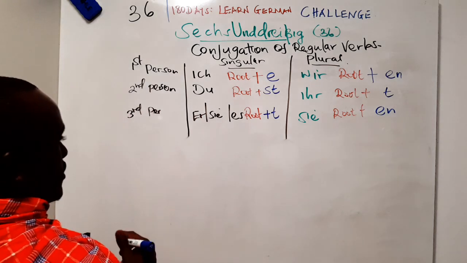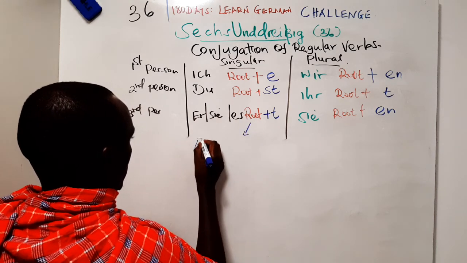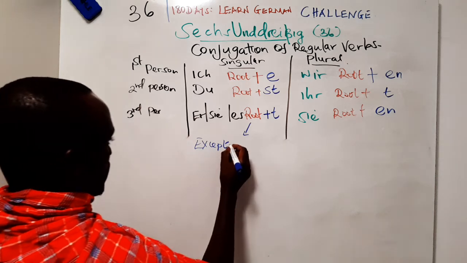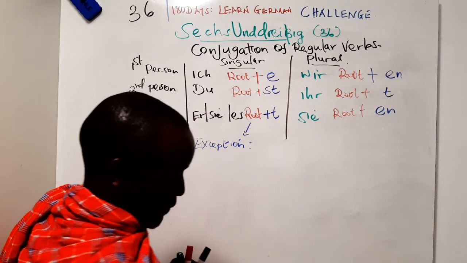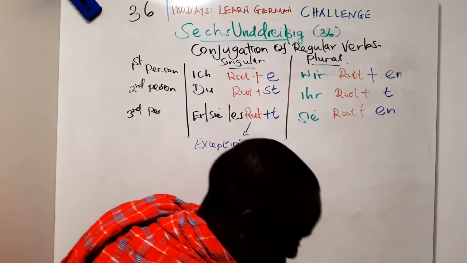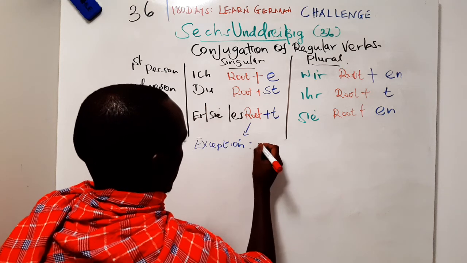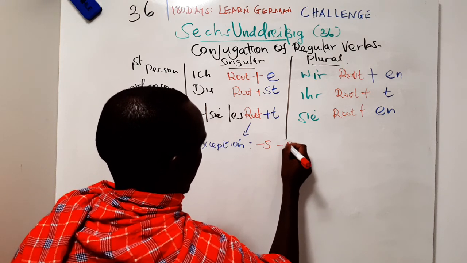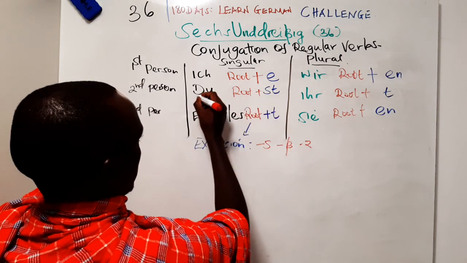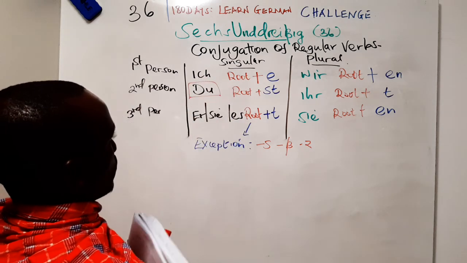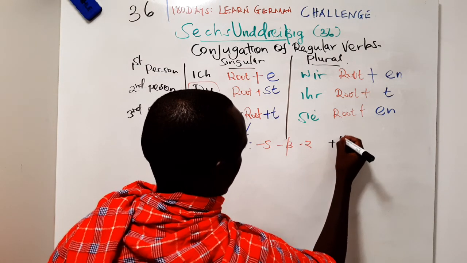But there are two exceptions. So exception happens when the root ends in, for example, let me use this exercise to bring the points home. So if the root ends in, let's say, s, ß, which is Eszett, or z, in the du position, you remove the s, because already there is an s. So you add just t.